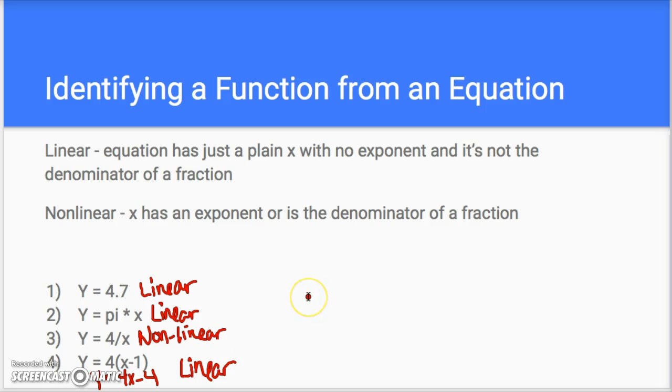So again, this was just a review of things that we have done in the past, but now looking at the function rules and the equations that go with them and knowing if they are linear or nonlinear.